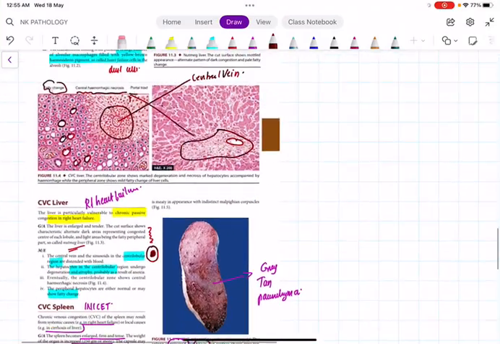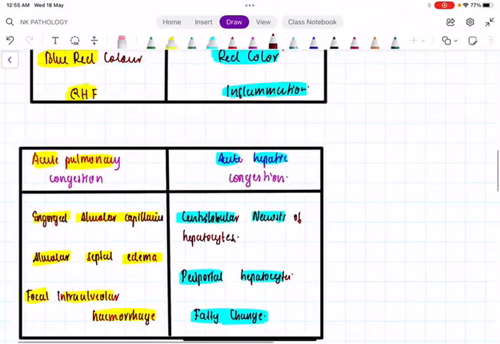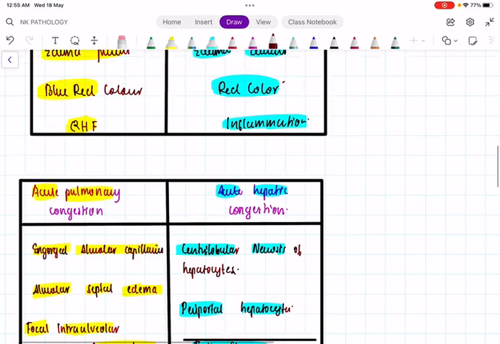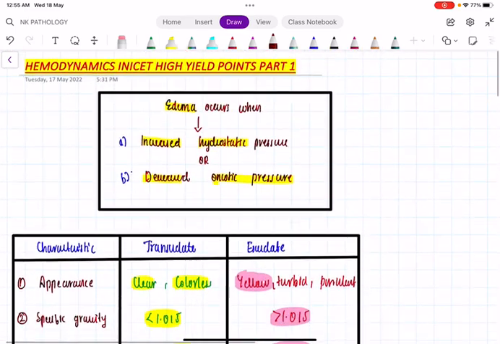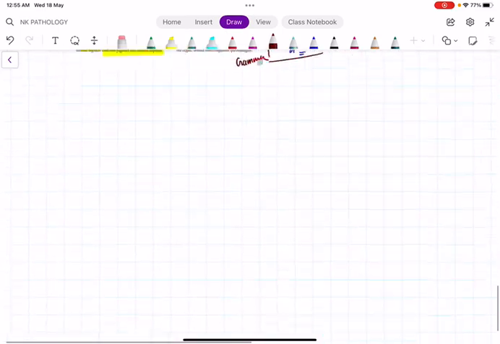So what all we have discussed? We have discussed CVC liver, spleen, lung, then acute pulmonary and hepatic congestion, difference between congestion and hyperemia, transudate and exudate, and why edema occurs. I hope with this, these are very important points you should remember.